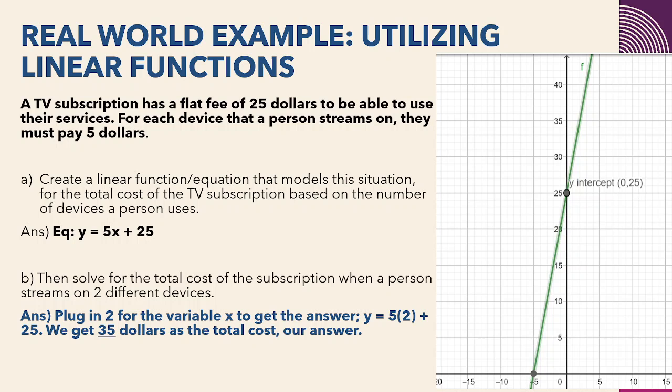And so our equation would be y equals 5x plus 25. Here is the equation that models the situation. Then for part B, they're asking us to solve for the total cost of the subscription when a person streams on 2 different devices. So our answer would be to first plug in 2 for the variable x. And so we plug in 2 into the equation we got in the previous part A. And then we get $35 as the total cost as our answer.